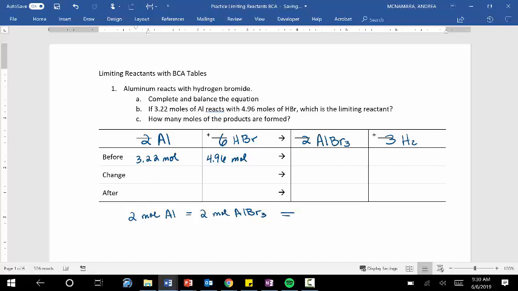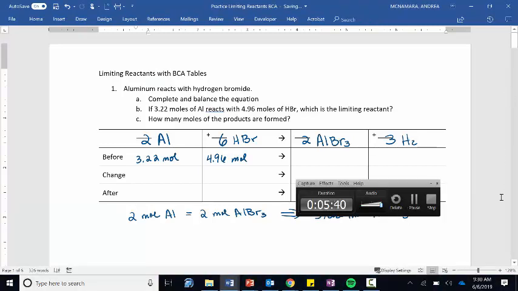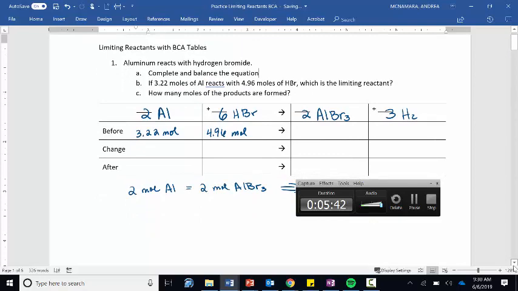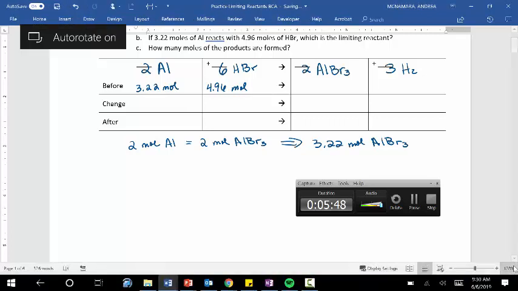Okay, so what this means is that I'm going to be able to form 3.22 moles of aluminum bromide. I don't even need to do a conversion for that one. That one's super simple, right? Now, let's just scroll down a little bit, give myself a little more room. Okay, now let's see what happens with the hydrogen bromide.